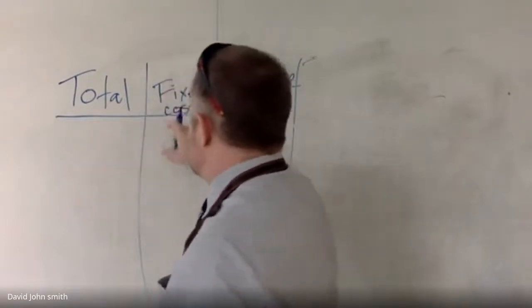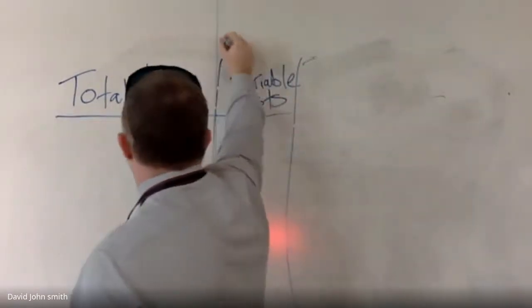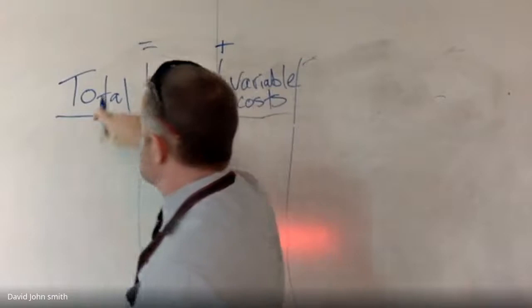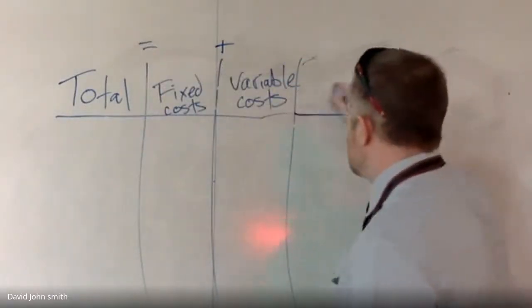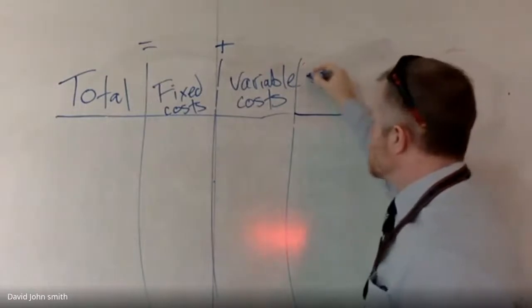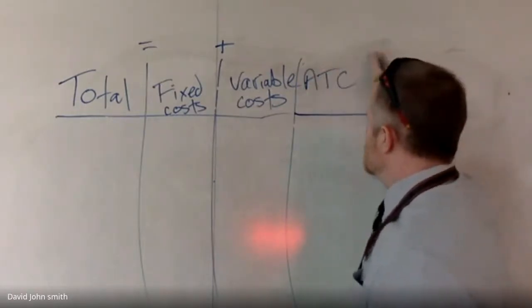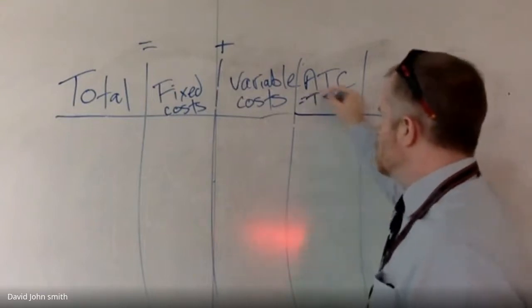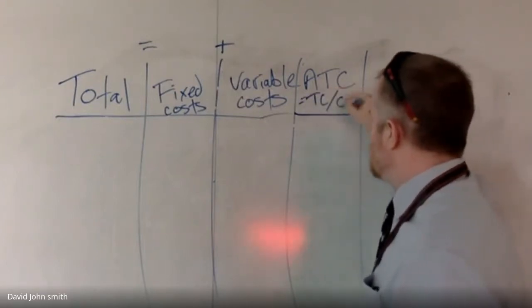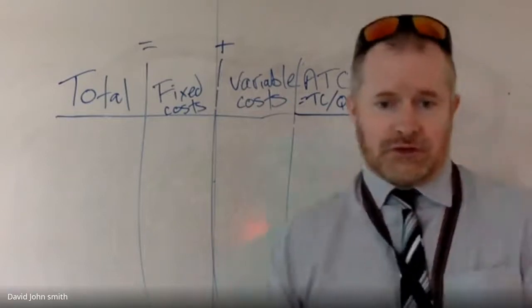So your total costs are going to be your fixed costs plus your variable costs are going to equal your total costs, okay? We also had other costs. We talked about your average of your total costs. And the average of your total costs was going to equal your total costs divided by your quantity that you produce.